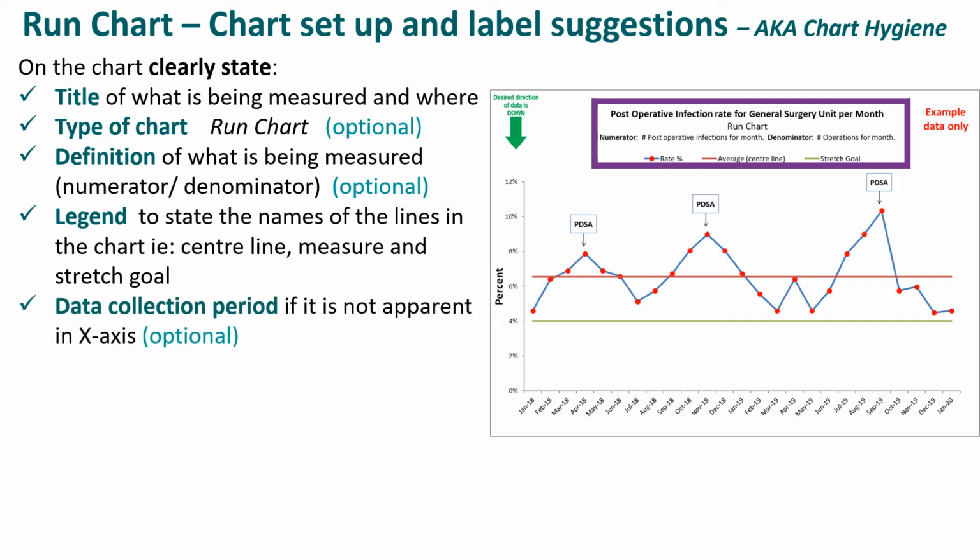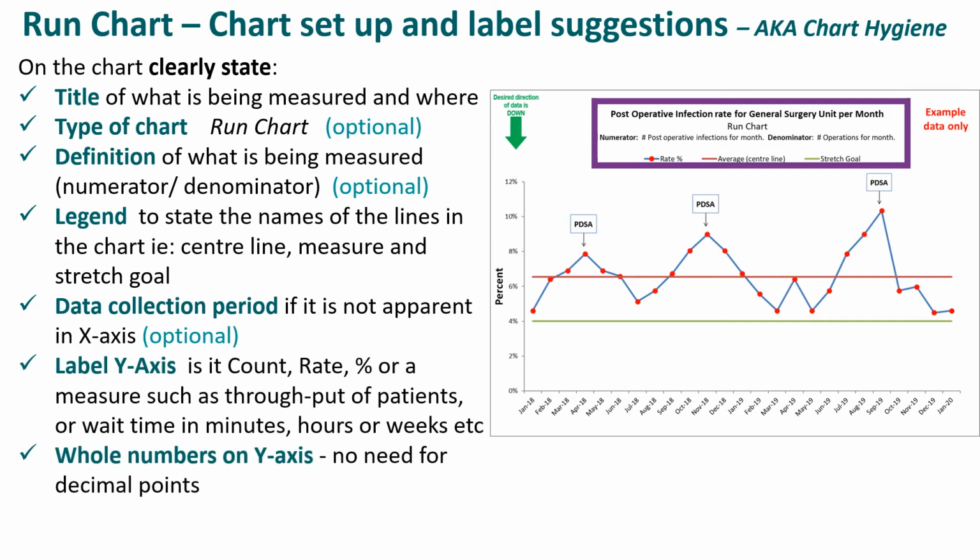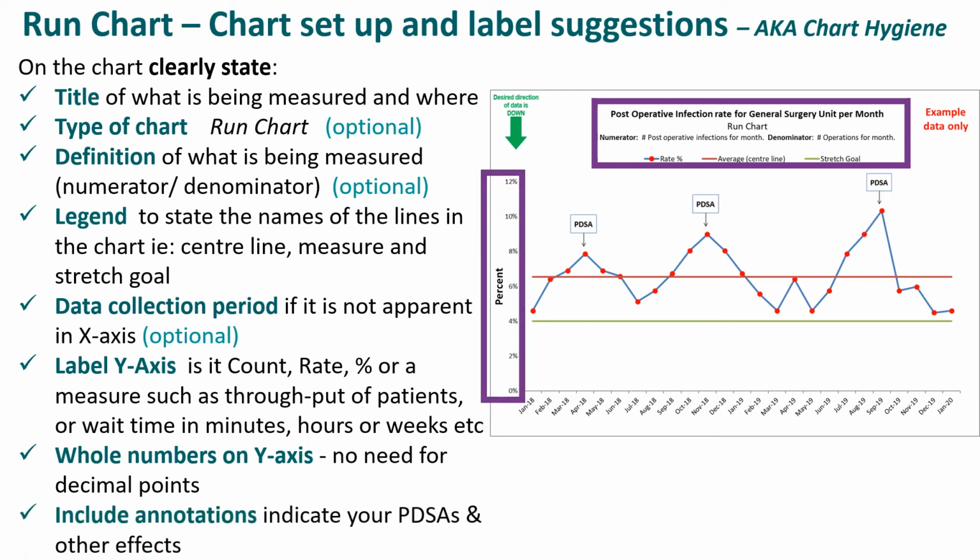You can also state the data collection period if it's not apparent in the x-axis. In the example here, it is apparent we've gone from January 2018 to January 2020. You need to label the y-axis just because we need to know if it's a count or a rate or a percentage, or it might be a measure such as throughput of patients or wait times in minutes, hours, or weeks. So you always need to state what the y-axis is. Also on the y-axis, the numbers should be whole numbers. You don't need to make them to any decimal points. Also include the annotations to indicate your PDSAs and other effects on the data.